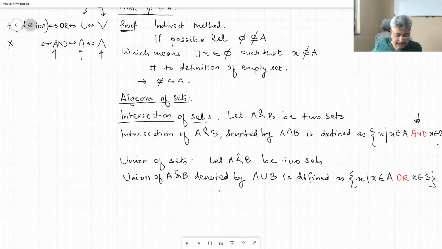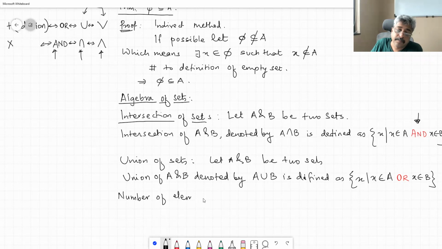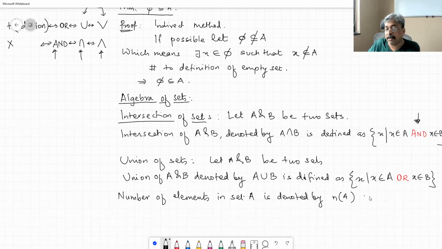Next. Number of elements in set A is denoted by n of A, or sometimes absolute value of A, mod A. This is the notation for finite sets.